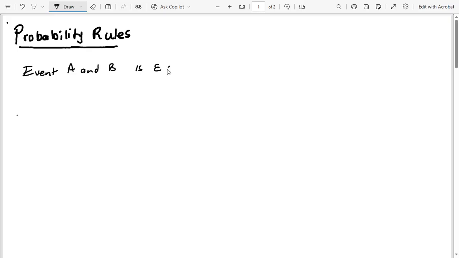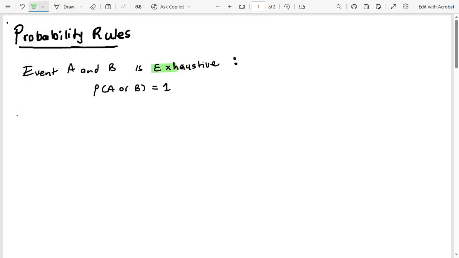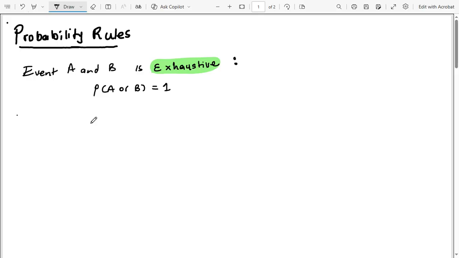What does that mean? When you see something like this in an exam, you just have to know that what they are trying to tell you is that the probability of A or B is equal to 1. This is what it means. Very, very important, okay? So if two events are exhaustive, just know that the probability of A or B is 1. That is the first rule of probability.